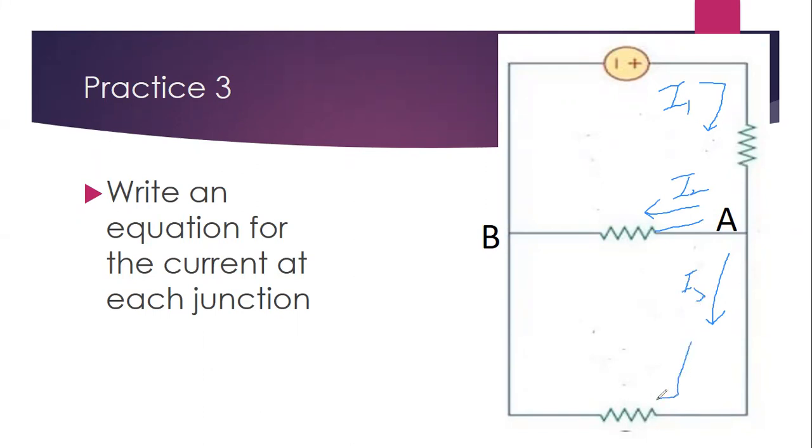I3 continues all the way through the circuit. Going on, so this is still I3. And I2 keeps going this way until it gets to point B.